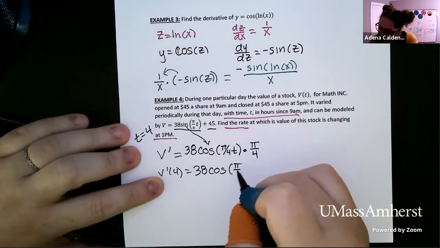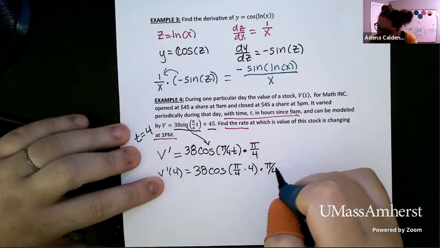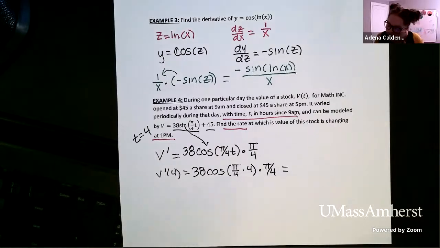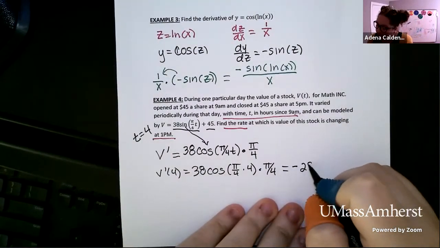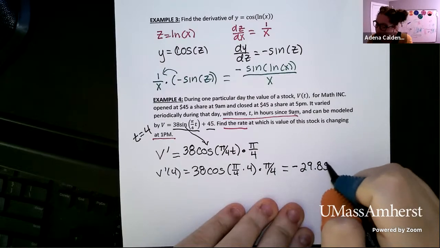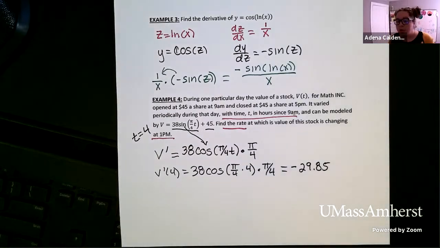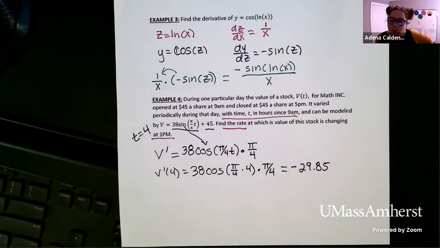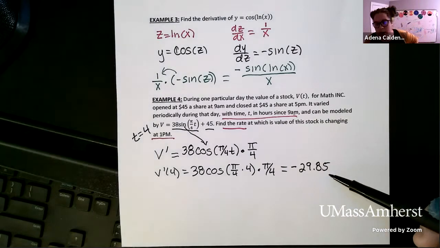And then we very, very carefully plug all of this into a calculator. And as a reminder, whenever you're dealing in sine and cosine, you need to make sure that your calculator is set to radians. And we get negative 29.85. So we can see that our stock is decreasing at this time since the derivative is negative, and it's losing $29.85 for every hour that goes by.